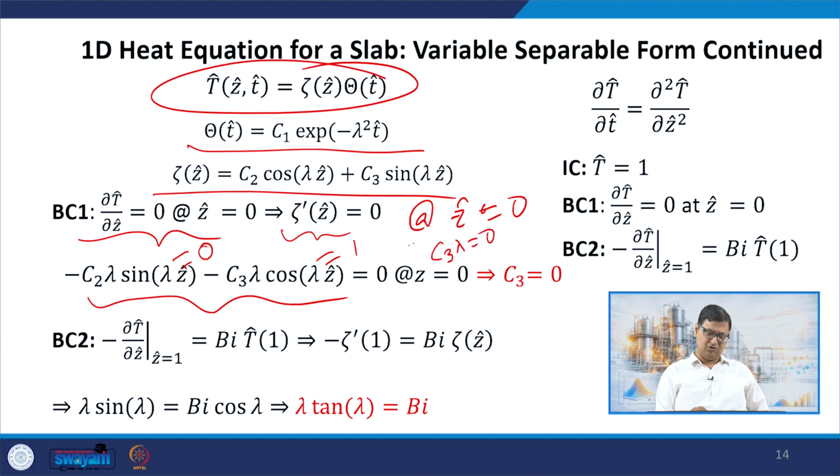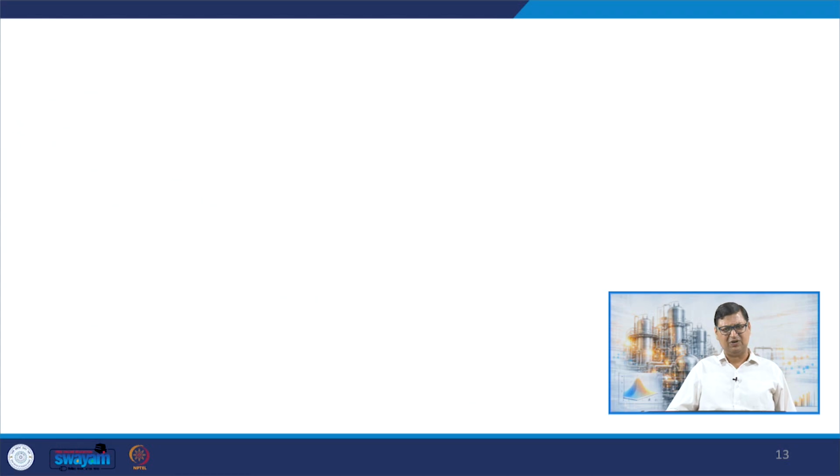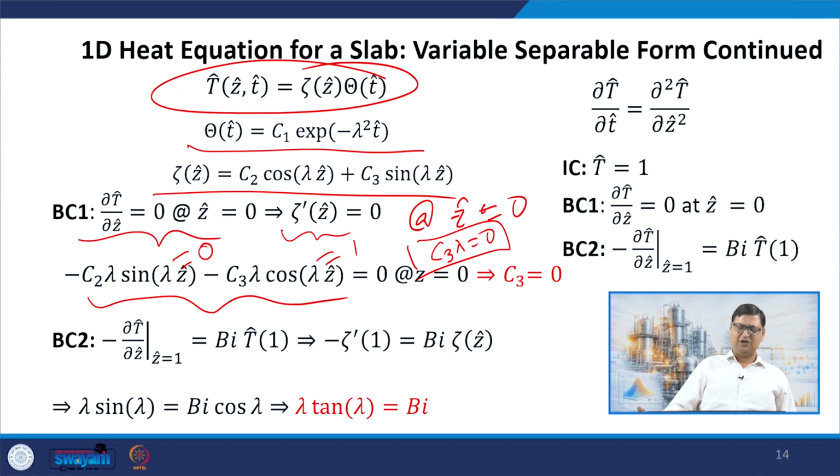is equal to 0. I do not want lambda equal to 0, because if lambda is equal to 0, then theta prime by theta is also equal to 0. That means there is no change with time. I do not want that, right. So, therefore, I do not set lambda equal to 0, I set C3 equal to 0, right. Now, I apply the second boundary condition. I already have figured out C3 equal to 0, right.